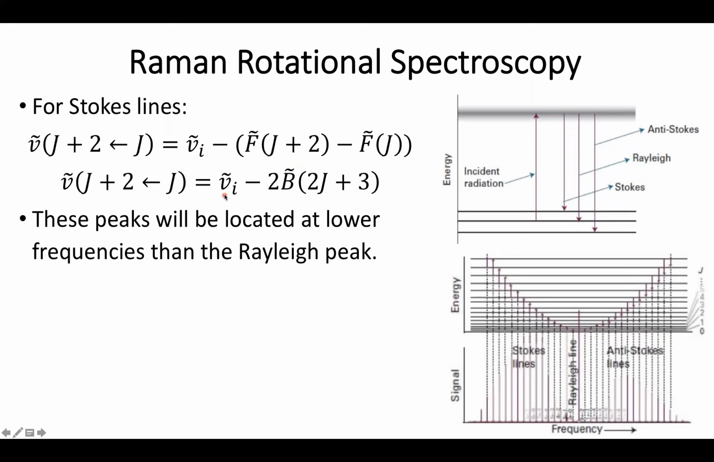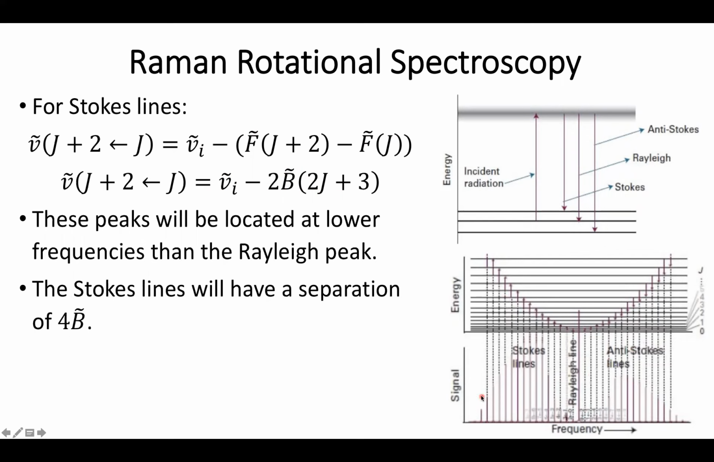And what we generate is a line based on the initial incident wavelength, and then minus twice the rotational constant times 2J plus 3. So again, all of these peaks are going to be located at lower frequencies, and worth noting, should all have a consistent line separation. So again, just like absorption events, an even line separation between peaks. However, note that this is going to be shifted. For absorption, the separation was twice the rotational constant. For Stokes lines, this is going to be 4 times the rotational constant.